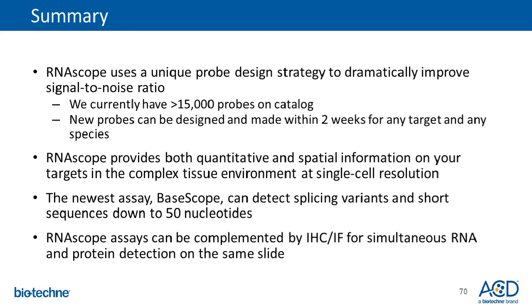So in summary, RNAscope uses a unique probe design strategy to dramatically improve signal-to-noise ratio. We currently have over 15,000 probes on catalog, but any new probes can be designed and made within 2 weeks for any target and any species. RNAscope provides both quantitative and spatial information on your targets in the complex tissue environment at single-cell resolution. The newest assay, BaseScope, can detect splicing variants and short sequences down to approximately 50 nucleotides. And the RNAscope assays can be complemented by IHC or IF for simultaneous RNA and protein detection on the same slide.